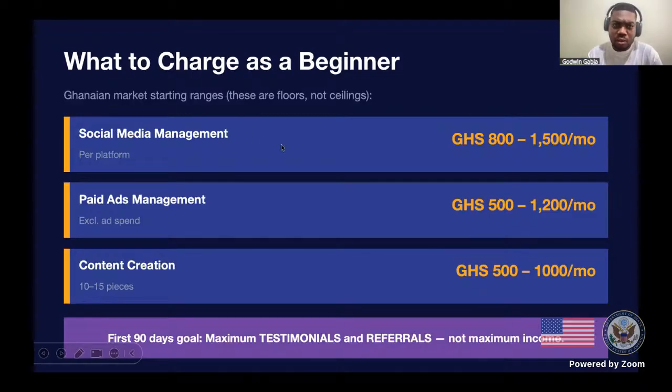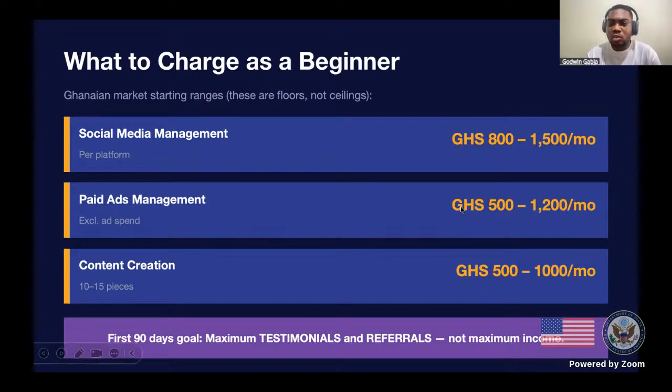So for social media management, beginners would usually charge per platform, so 800 to 1,500 cedis per month for maybe Instagram alone, Facebook alone, TikTok alone. Yeah, so if you're doing multiple of these, you can give discounts and then multiply.